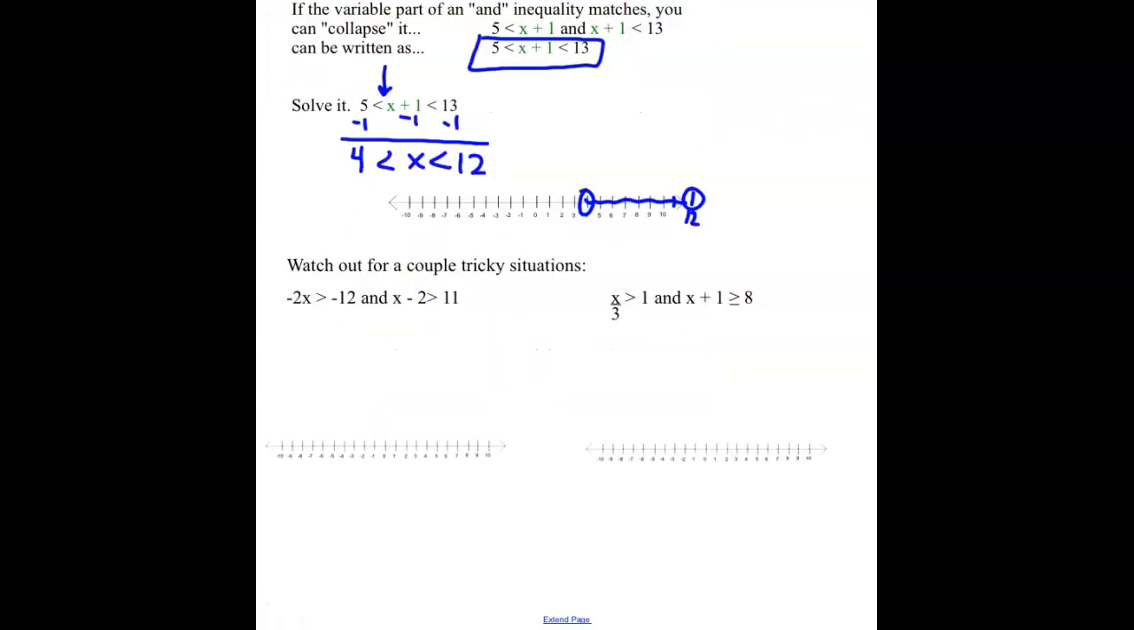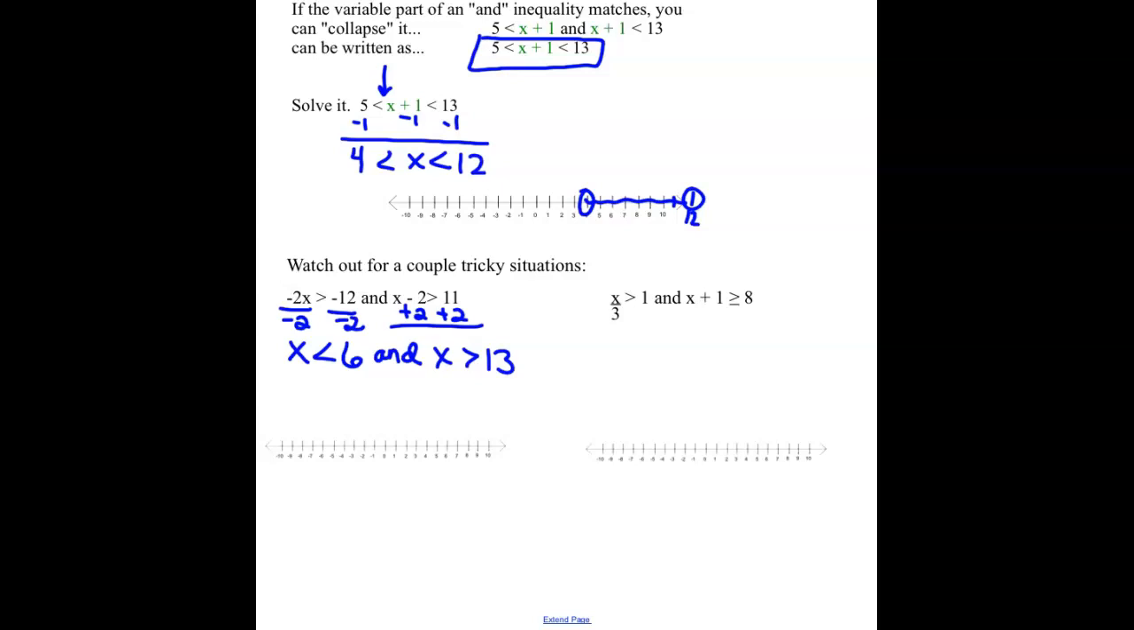All right. Let's check out a couple that might be a little bit tricky. We're going to have to think about these a little carefully. To solve this one, negative 2x is greater than negative 12, we are going to have to divide by a negative. If you remember from the other day, that means we have to reverse our inequality. So now we would have x having to be less than a positive 6. And at the same time, to solve the second one, we'd have to add a 2. So we're going to have x having to be greater than 13. So we want x to be smaller than 6 and at the same time bigger than 13.